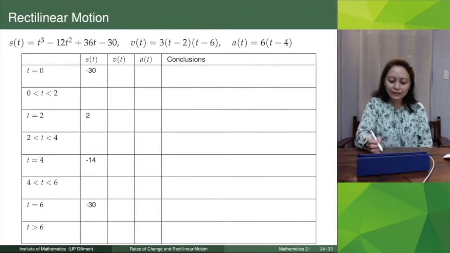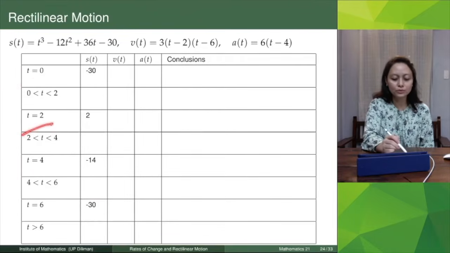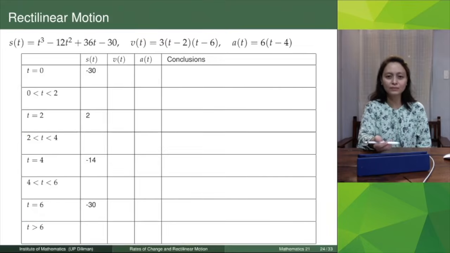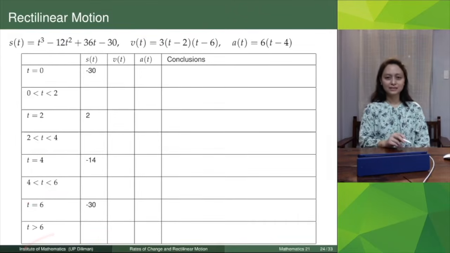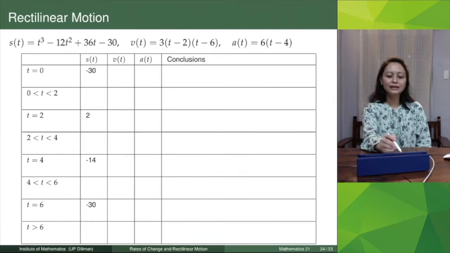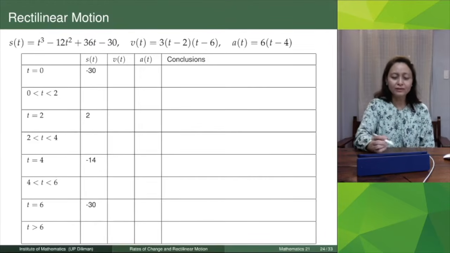Okay, so eto ha, I already included. So we start, for rectilinear motion we always start at 0. Then you have t equals 2, 4, and 6. The values that we obtained earlier. Okay? And then, in between these values, ilagay nyo na yung intervals. T between 0 to 2, t between 2 to 4, t between 4 to 6, and t greater than 6. Okay? Sa columns, lagay natin yung value ng S of t, V of t, A of t, and then the conclusions.